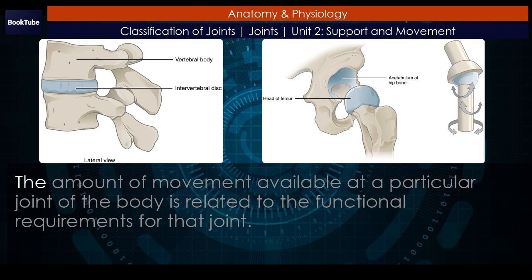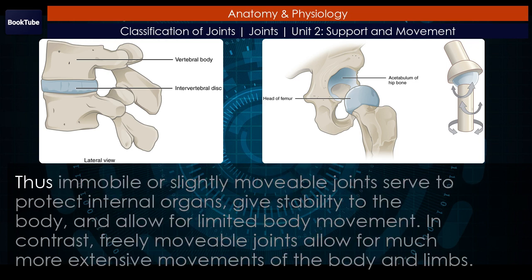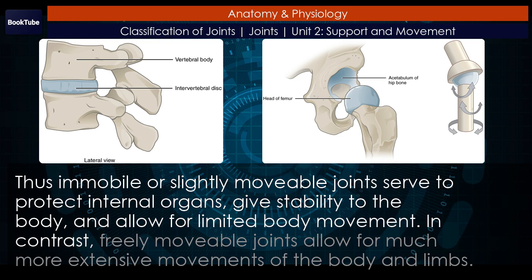The amount of movement available at a particular joint of the body is related to the functional requirements for that joint. Thus, immobile or slightly movable joints serve to protect internal organs, give stability to the body, and allow for limited body movement. In contrast, freely movable joints allow for much more extensive movements of the body and limbs.